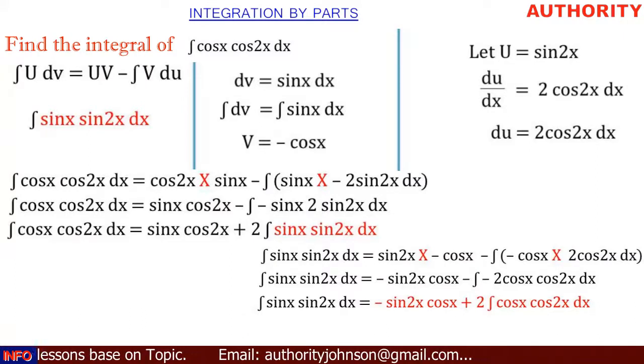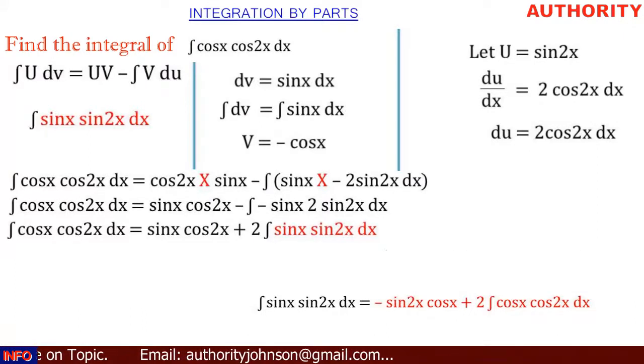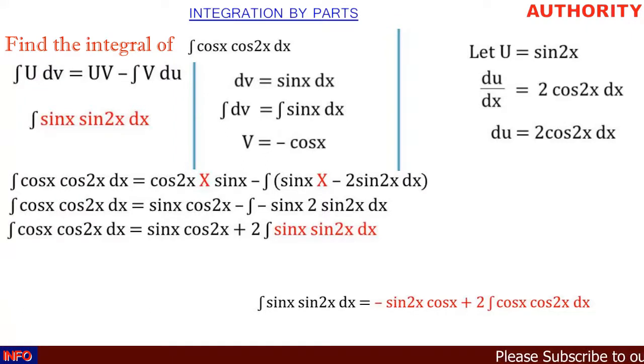So in the place of this integral of sine x sine 2x dx, we can replace it with the value we just obtained now. So the value we obtained now is what? Minus sine 2x cos x plus 2 times the integral of cos x cos 2x dx. All right, so let's replace it.